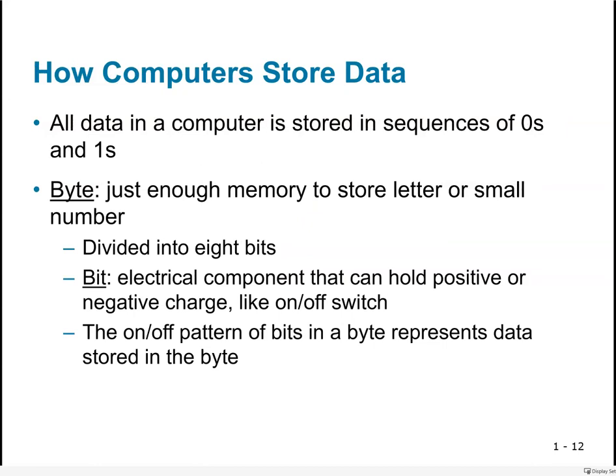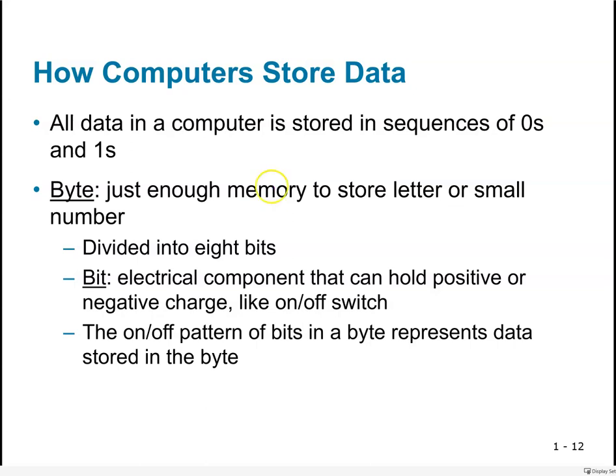All data in computers is stored in ones and zeros. A byte is just enough memory to store a letter or small number, and it's divided into 8 bits. A bit is an electrical component that can hold positive or negative charges, like on or off. The on or off bits of a byte represent data stored in the byte. So 8 bits can have up to 255 values because when you string them together, you have 2 possibilities for each of those 8 bits.